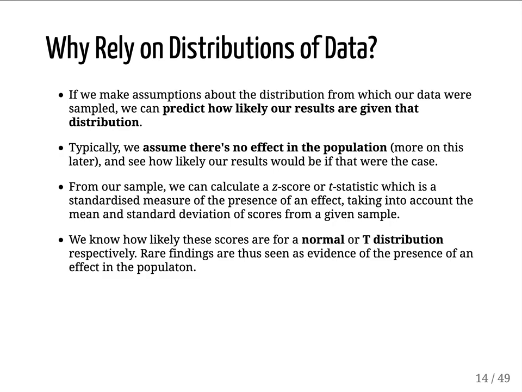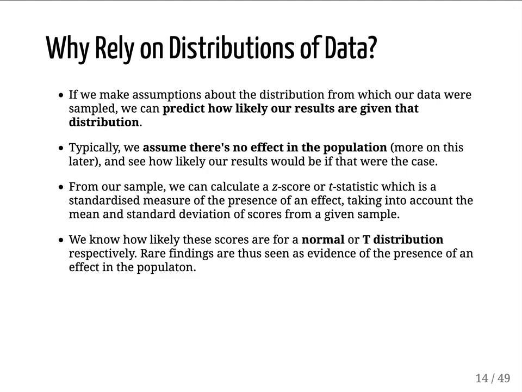So what we might generally do when we use frequentist statistics is that we're going to assume that there's no effect out there in the population. So let's say I've got men and women, I'm measuring the heights. My kind of what they call the null hypothesis is that there's no effect in the population. So there's no difference between men and women. And we want to see how likely our results would be if that were the case.